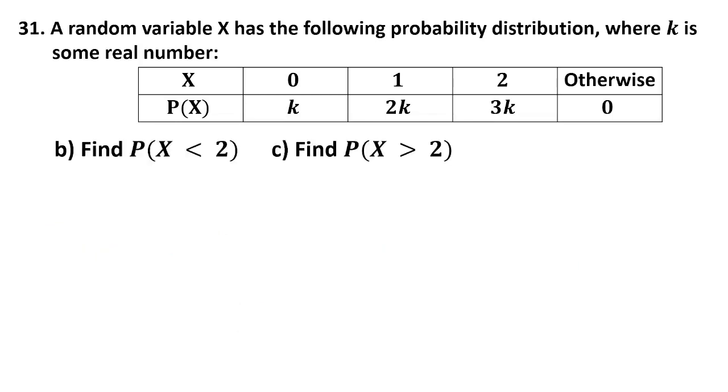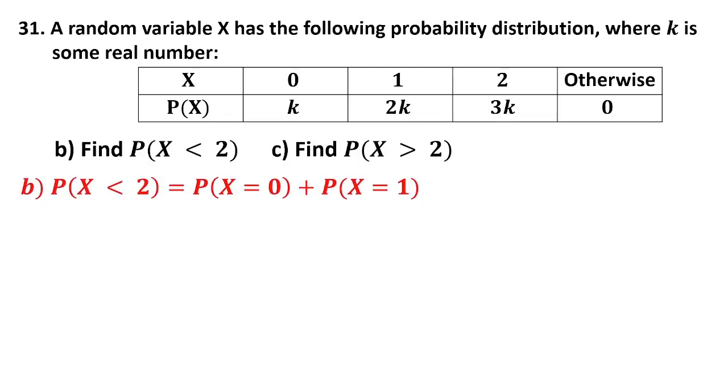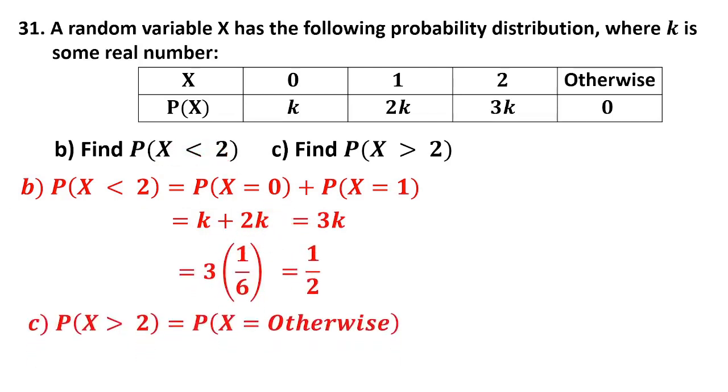Question number 2. Find the probability for x less than 2 and x greater than 0. Less than 2 means x is equal to 0 and x is equal to 1 are to be added up. We are adding them: 3k, but 3 into 1 by 6 because k is 1 by 6, the answer is 1 by 2. For greater than 0, x is equal to 0 otherwise. What is the answer? The answer is directly 0.